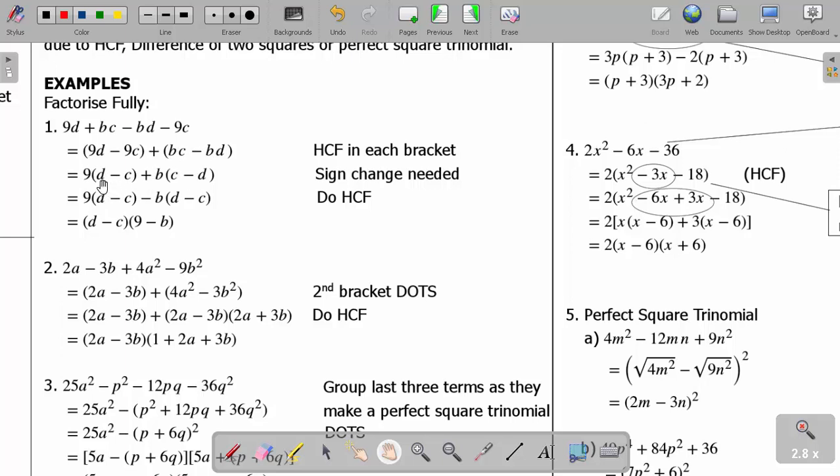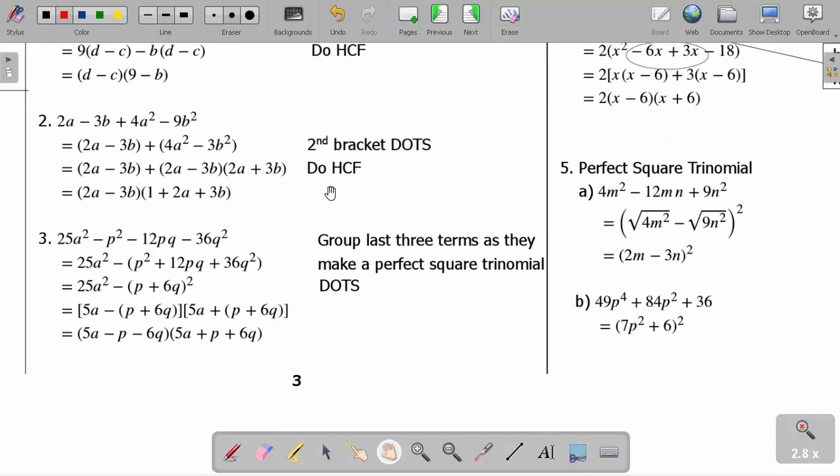Now this is D minus C, and this is C minus D. To make C minus D the same as D minus C, I take out a negative one, like we said. So that negative 1 times B gives us negative B. Now it is 9 into D minus C minus B into D minus C. So D minus C is a common bracket, take it outside. I'll be left with 9 minus B. This is my answer: D minus C into 9 minus B. Hope we are together. Let us proceed.